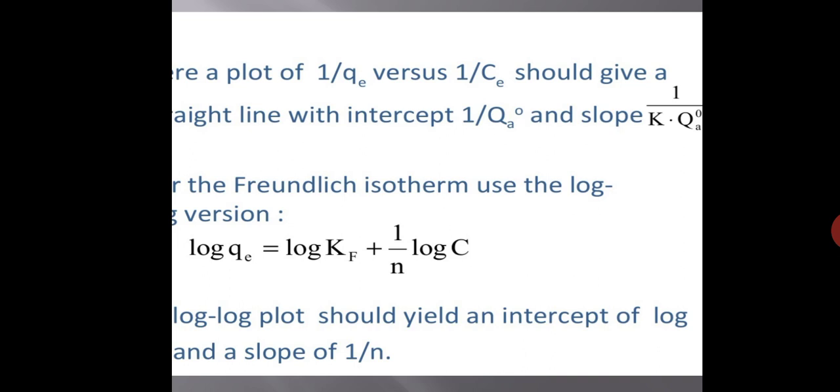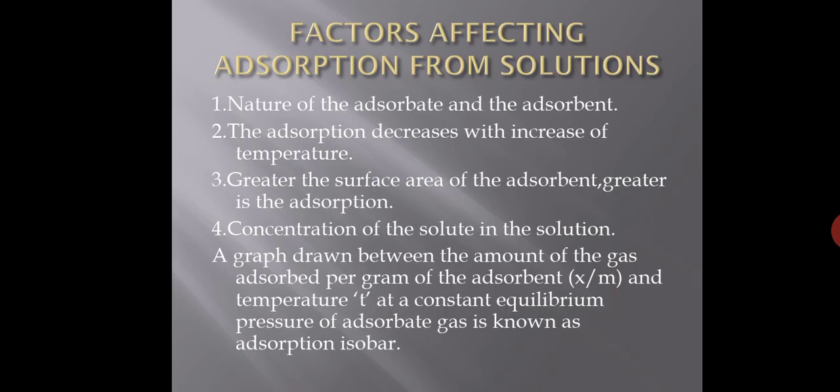And the same graph you can draw here. Instead of log x by m, what will you write on the y-axis? Log Qe. Instead of log P on the x-axis, what do you write? Log C, because of concentration. So when you compare this equation with y is equal to mx plus c, what will you get? Log Kf as the y-intercept, that is your c, and 1 by n is the slope. When you equate it with y is equal to mx plus c, you will get this particular value.